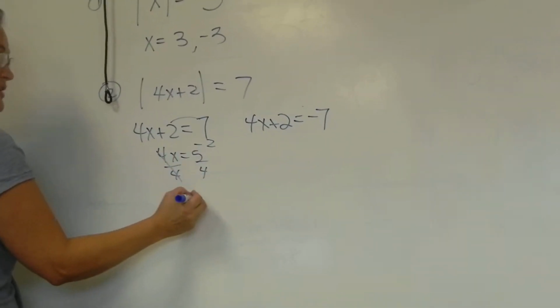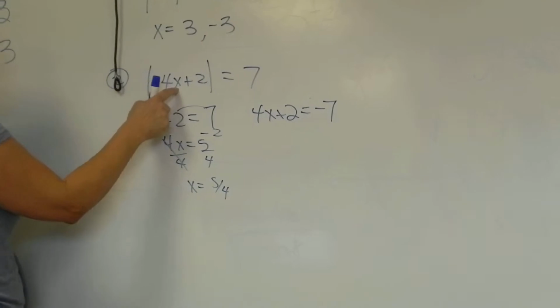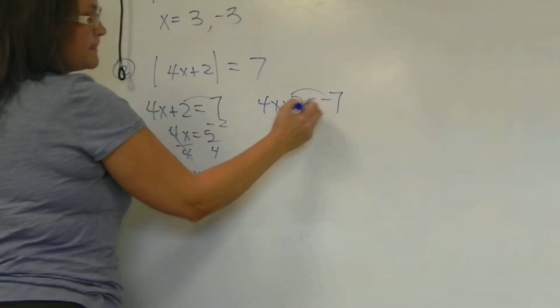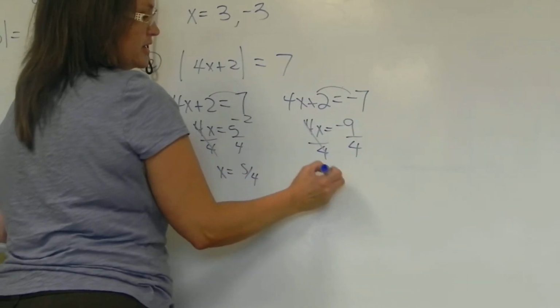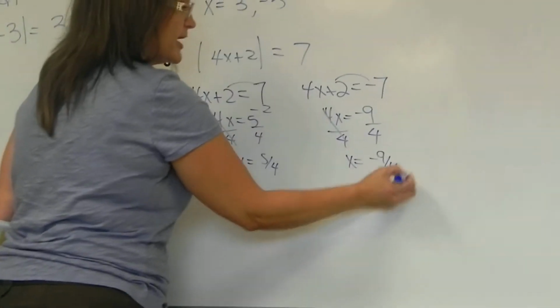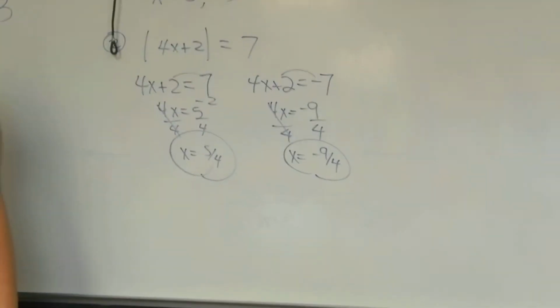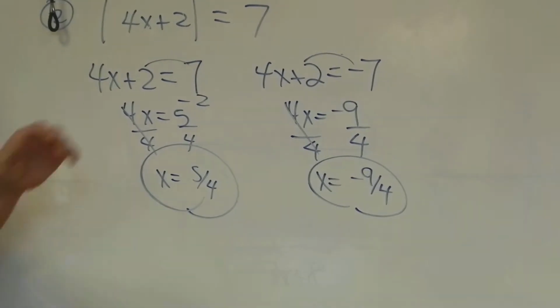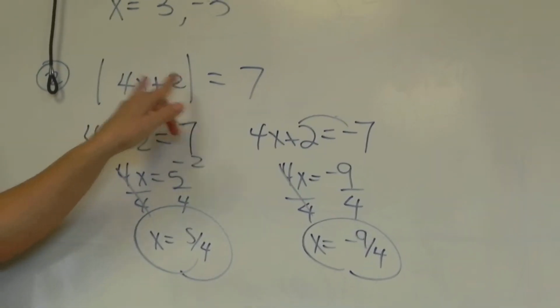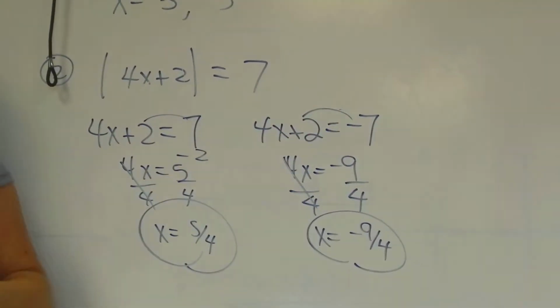And you find there are two answers to that as well. 5/4 will work, and negative 9/4 will work. And again, you could verify that. Plug those back in. Both of those answers make this a true statement. Okay, so your method is going to be drop the absolute value bar, set it equal to 7 and negative 7.